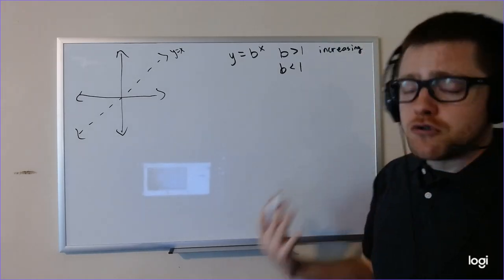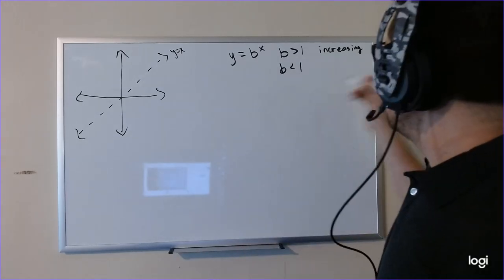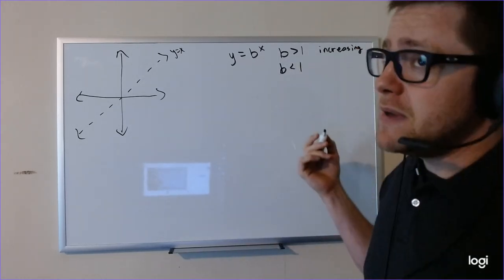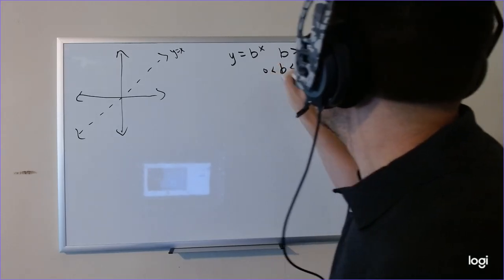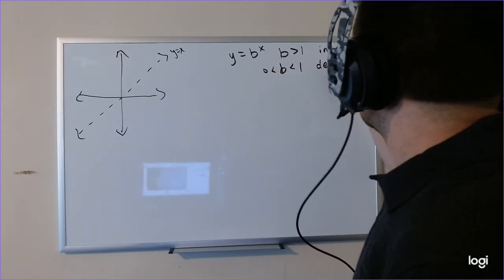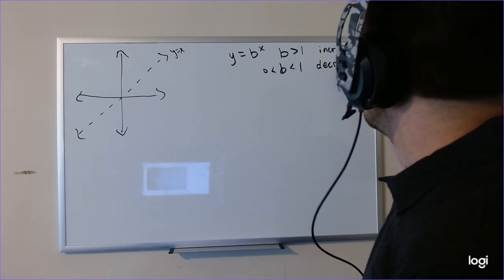or an exponential growth function. And our case where b is less than 1, or since we're considering b positive, we can say 0 is less than b is less than 1, is going to be our decreasing exponential decay function.